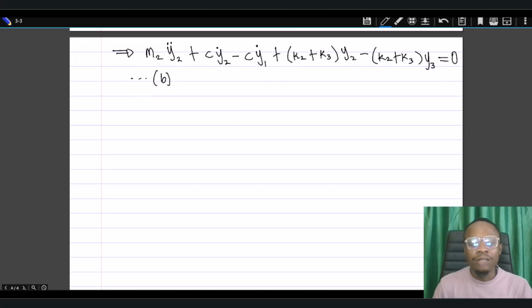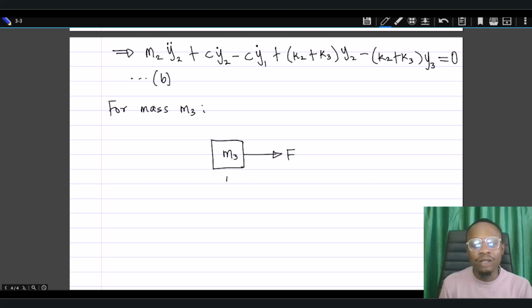So for mass M3, we'll have the following. We have the mass M3. So we have the force F directed to the right. Then we have its displacement y3 also directed to the right. So the forces here are directed to the left. So we have the force due to the dashpot and also the force due to the spring 3. So we have the force due to the spring 3, then the force due to the dashpot. So we can put that here, FD. So with that, we are good to go.